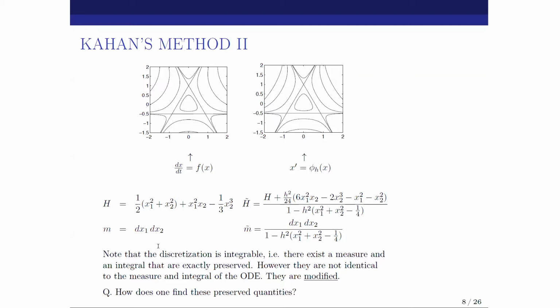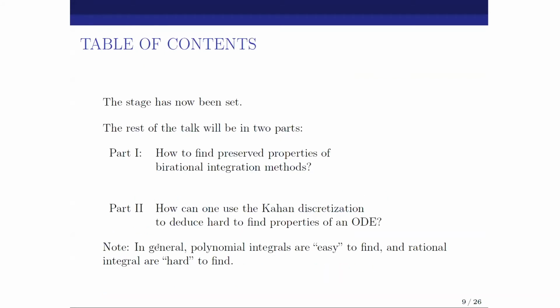So because of the fact that they're not identical, here, as you said, there's a new quantity. And I must say also this definition of modified: sometimes in numerical integration things are called modified when they're not exactly preserved. But here they are exactly preserved, but it's a different quantity that is exactly preserved. Okay, so this was my intro.